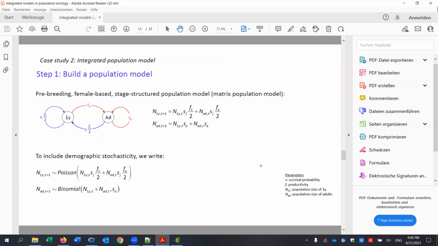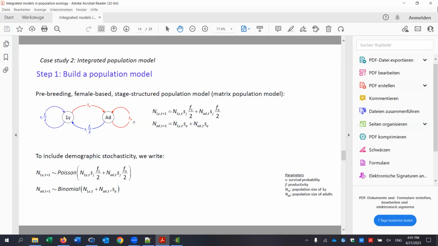So the first step is to build the population model. There are a lot of choices that we have to make here. This depends on the knowledge of the species, on our question, and may also depend on the data that we have. The woodchuck shrike has the life cycle of a typical passerine bird species, so they don't have much age structure. So here we thought it's enough to distinguish just between two age classes: the 1-year-old individuals, and what I call adult individuals, which are at least 2 years old.